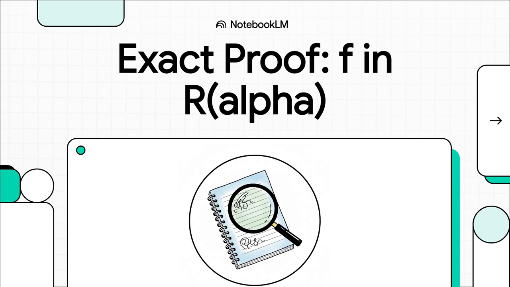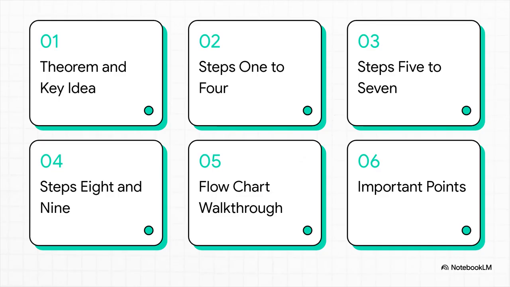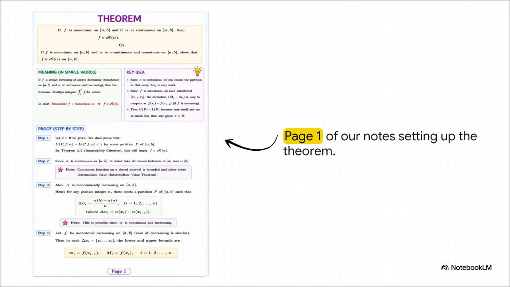तो चलिए बिना किसी डिले के शुरू करते हैं। Okay, let's just quickly look at our roadmap for today. First up, 1, theorem and key idea. Then 2, proof steps 1 to 4. Moving on to 3, proof steps 5 to 7, and 4, proof steps 8 and 9. We'll wrap up with 5, flowchart walkthrough, and 6, important points and memory. All right, here we go.